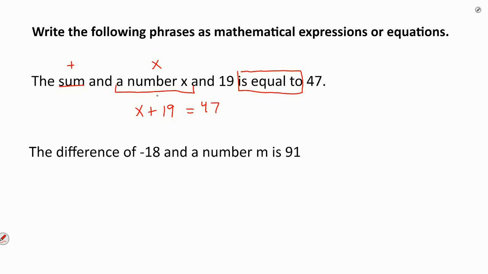Let's try another one. We've got the difference of negative 18 and a number m is 91. Okay, so we've got the difference. If I look back up at my chart, I know that's subtraction. So the difference of negative 18 and a number m. Again, number m, that's my variable, so I know that just represents m. This is where the order matters. When we're talking about difference, we write from left to right. So it's going to be negative 18 minus m.